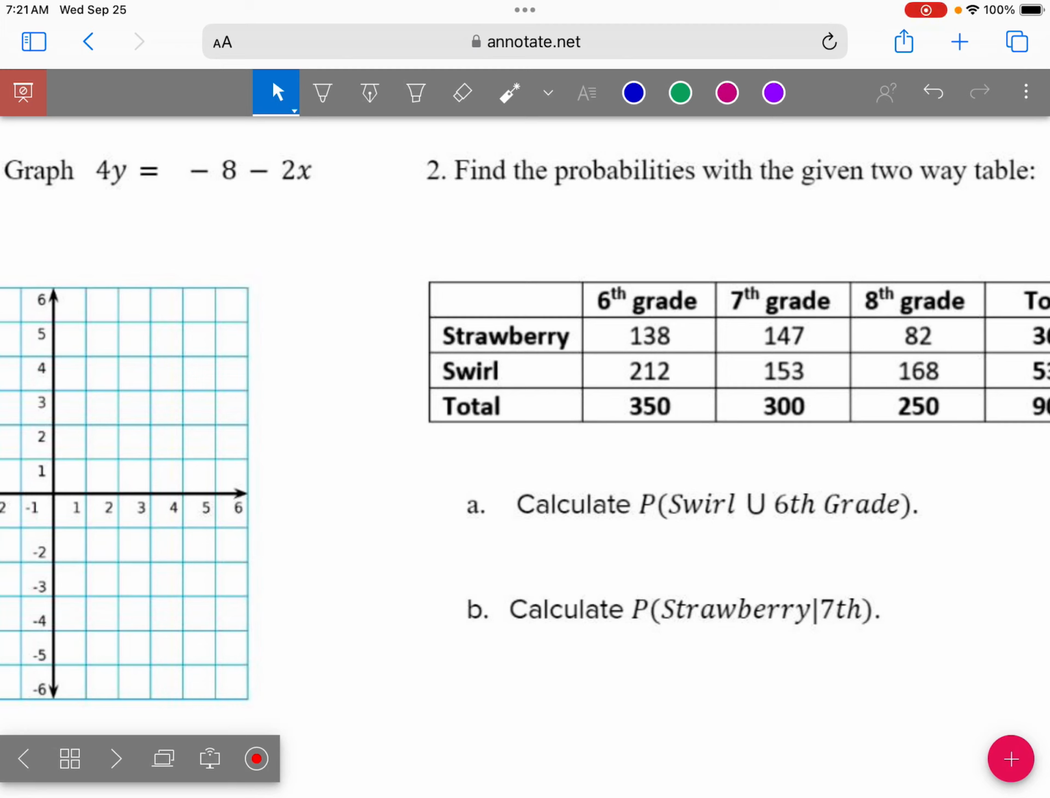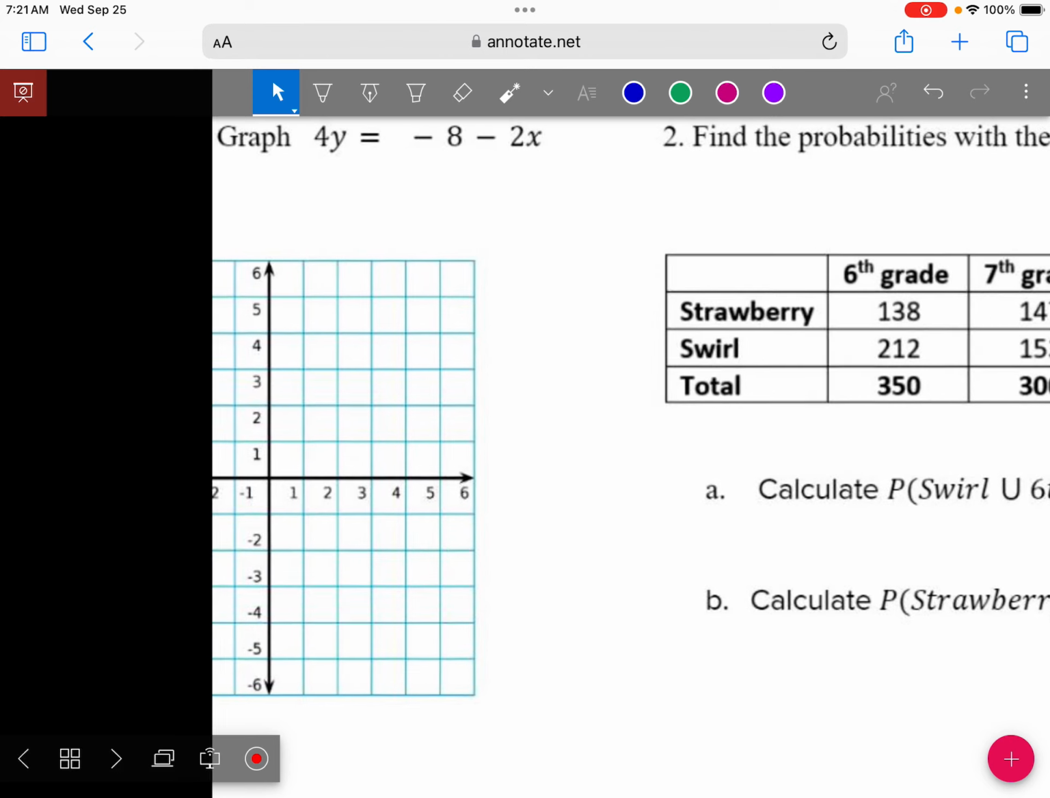Our bell work up here. We've got, this first one says to graph 4y equals minus 8 plus, or sorry, minus 2x.